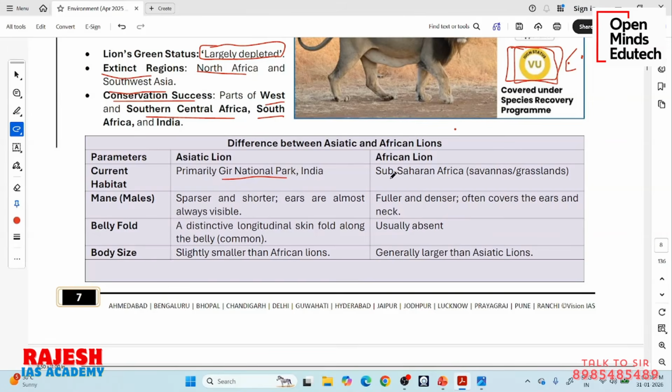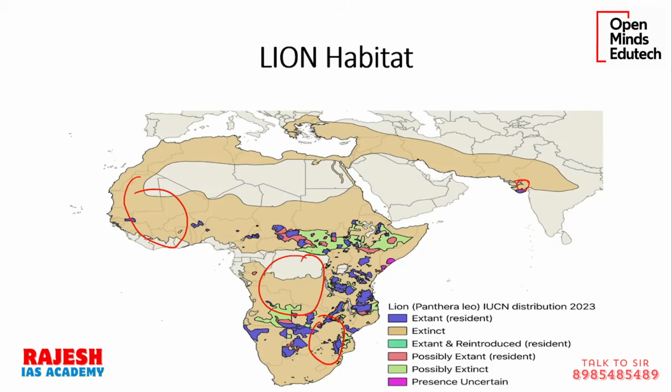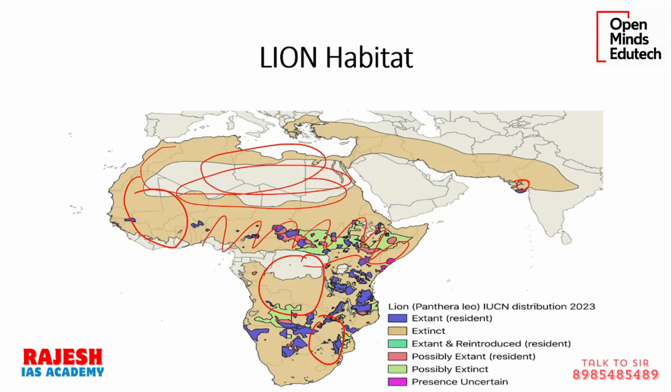In Africa, in sub-Saharan Africa, savannas, grasslands. So this is the sub-Saharan Africa, and this is the Sahara region.